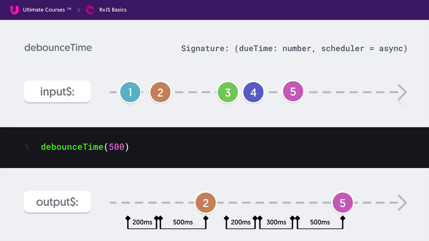For every item emitted from the source observable, debounce time starts a timer. Then, if the time you specified has passed before another item is emitted, the latest emitted value from the source is emitted. Values that came before it that did not satisfy the time requirement are ignored.